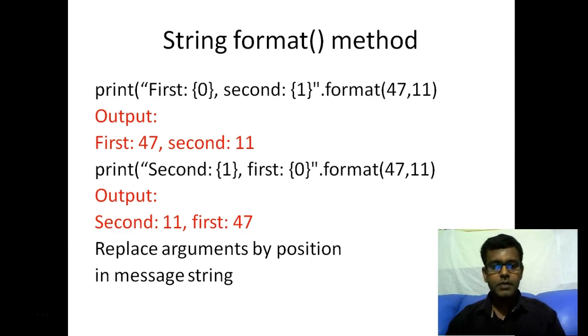So in the next statement, print second colon. Here I am specifying the argument 1 first, then first colon the argument 0. Then I am passing the same values with dot format of 47, 11. So here what happens is the argument 1, that is nothing but 11, will be passed to the argument 1. Then 47 is nothing but argument 0, that is passed to argument 0. So now your output becomes second colon 11 and first colon 47.